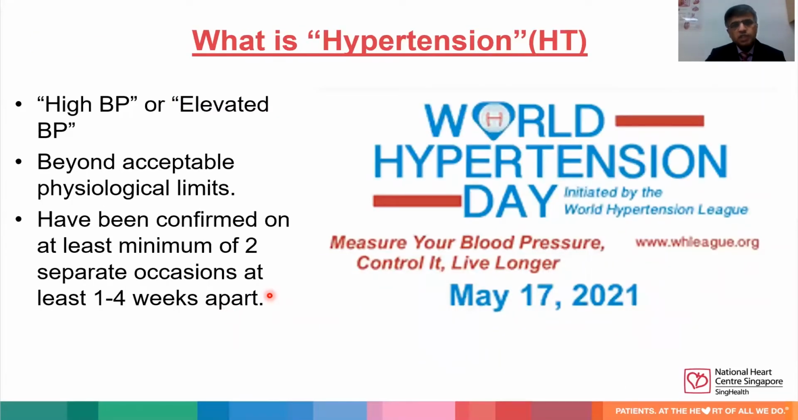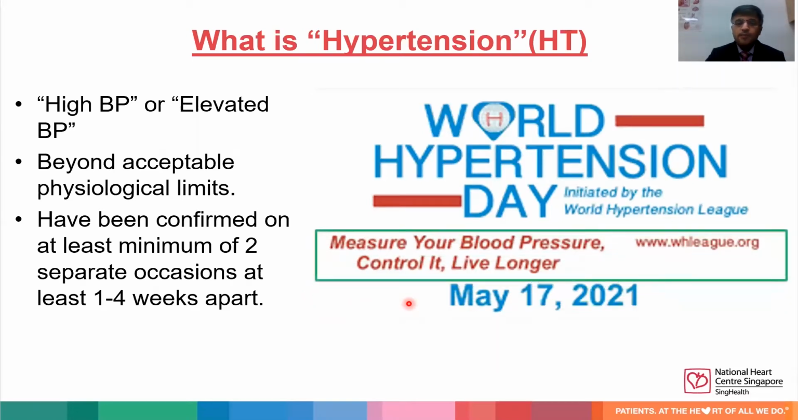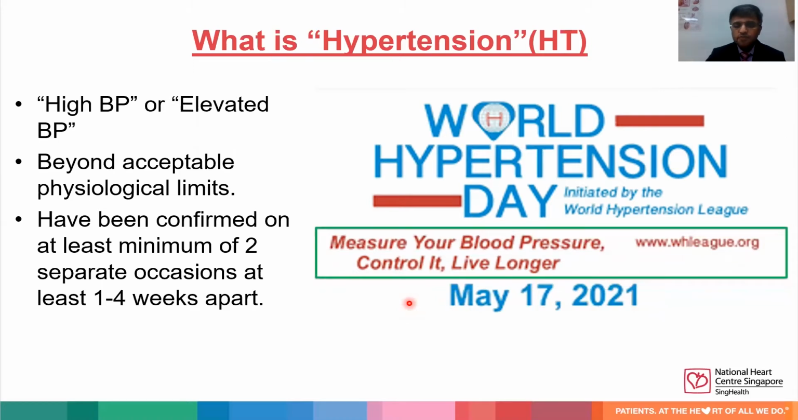So now coming to the actual term, what is hypertension? Whenever the blood pressure is elevated, we call it hypertension. This is beyond the acceptable physiological limits, and this is confirmed on at least 2 separate occasions, at least 1 to 4 weeks apart. On World Hypertension Day, the motto was: record your blood pressure, control it, and live longer.